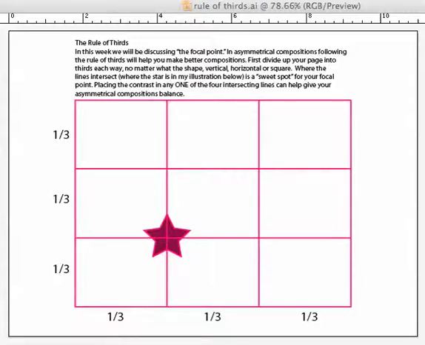In week 3, we're going to be working with asymmetrical compositions, which basically means that they are not symmetrical like the ones we did in week 2. So it's a little trickier to position things and get a really good balance using asymmetrical balance. But I'm going to show you this little trick that's very easy to use.